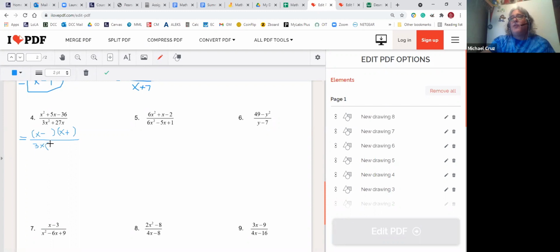And so that's going to be 3x plus 9. Now, you know what I'm looking for up here now? I'm sorry, I messed this up. It's supposed to be x plus 9. So it's 3x, and then it's an x plus 9. I said x plus 9, and then I wrote the 3x. So that's the denominator factored.